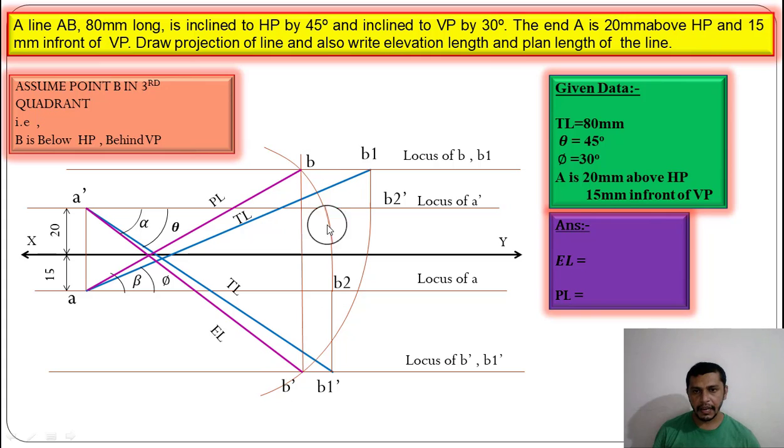At the end we have to check that B dash and B lie on the same vertical projector. Now we have to measure the elevation length and plan length. So the elevation length will be equal to 69.28 mm and the plan length will be equal to 56.56 mm.